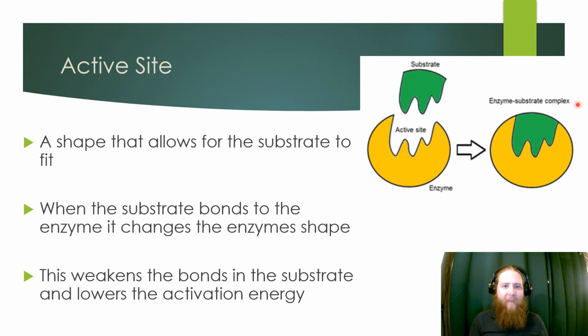On an enzyme, we have something called the active site. This is the shape that allows the substrate, a specific substrate, to fit in there. When this happens, it changes the enzyme shape. And now that this enzyme shape has changed, the bonds of the substrate that we're trying to change weaken, and the activation energy for the reaction is lowered.